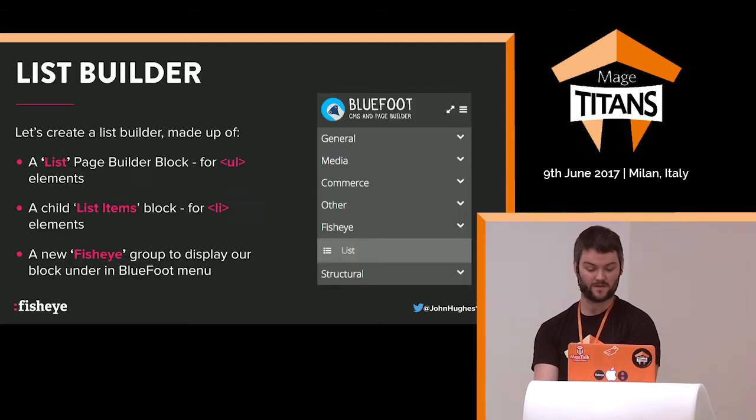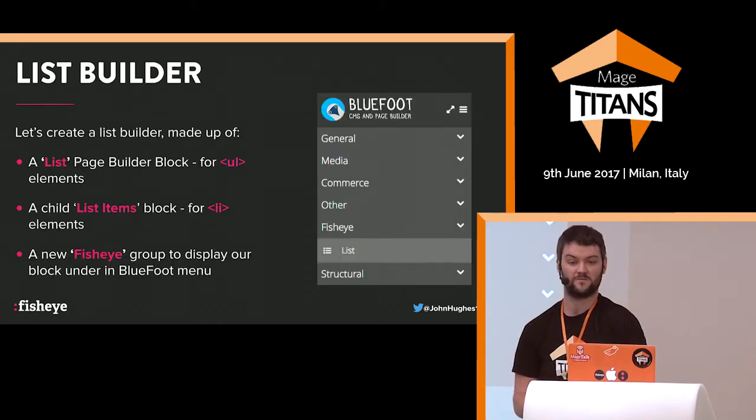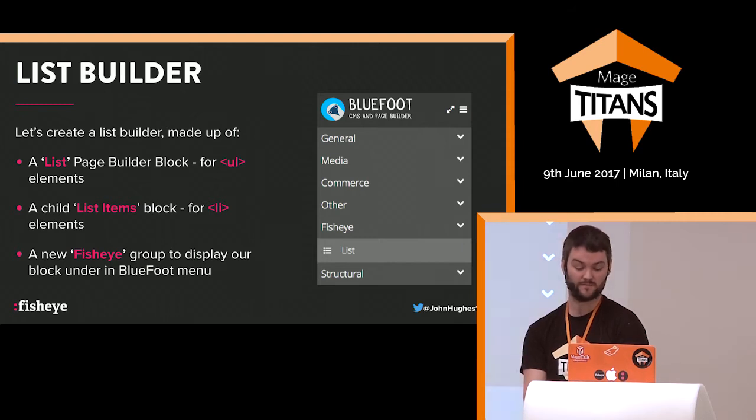Let's create a block. BlueFoot comes with plenty of great content types out of the box, but one fairly obvious one missing, in my opinion, is the ability to add basic lists. So we're just going to create a really simple page builder block to add lists with a child block that allows adding multiple items to that list. We'll also add an example Fisheye menu group to display our block under.